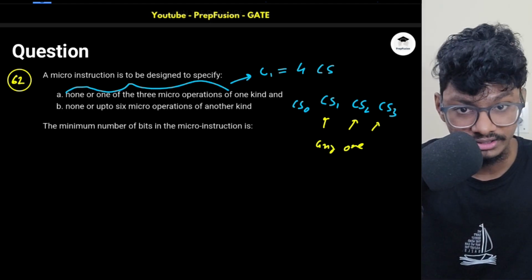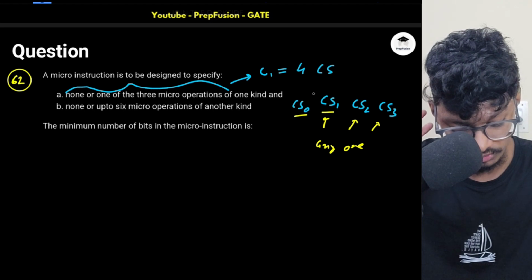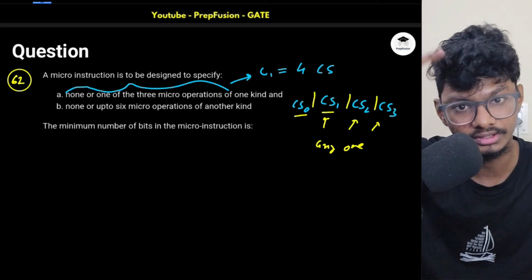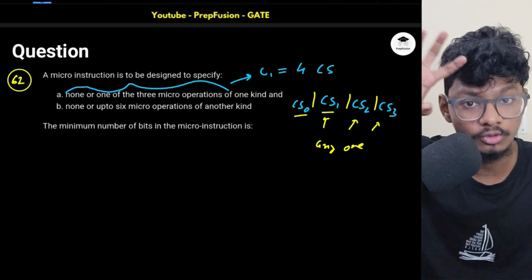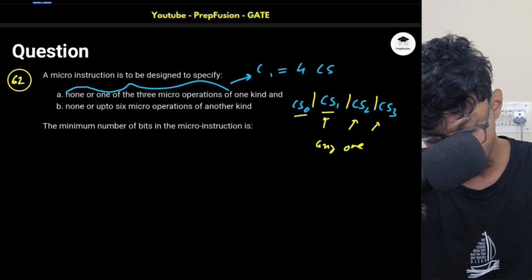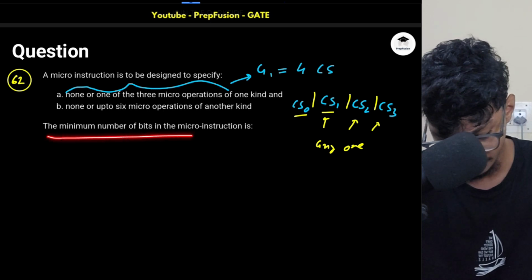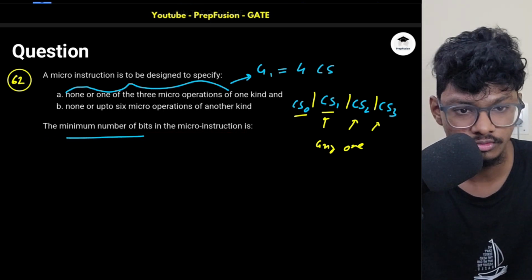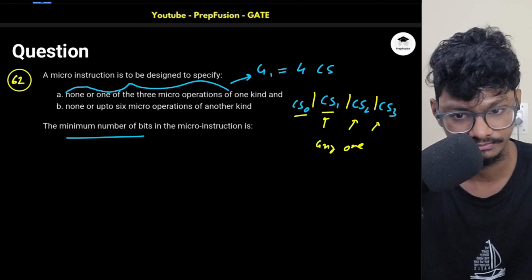So all these 4 situations cannot happen at once, right? All these are separate entities. Either none of them will be active or one of the 3 will be active. So this whole thing can be grouped together. Why am I talking about groups? Because in the question they are telling me the minimum number of bits. Whenever they are talking about the minimum number of bits, then I have to think about vertical programming and grouping.